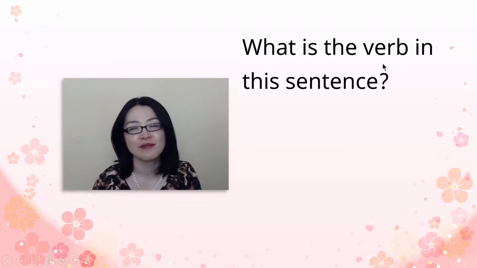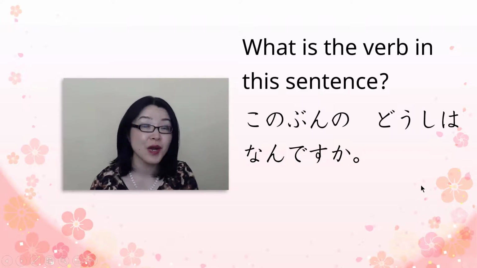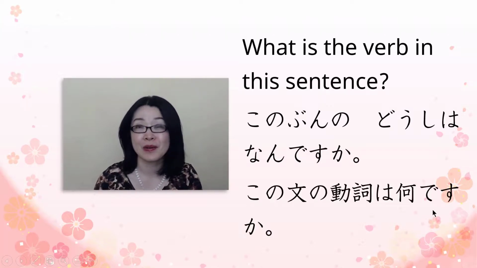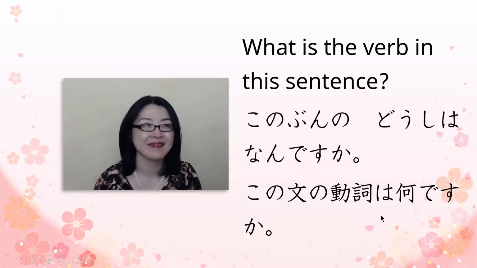Next one, what is a verb in this sentence? Just change this word, verb. この文の動詞は何ですか? Verb is 動詞 in Japanese.